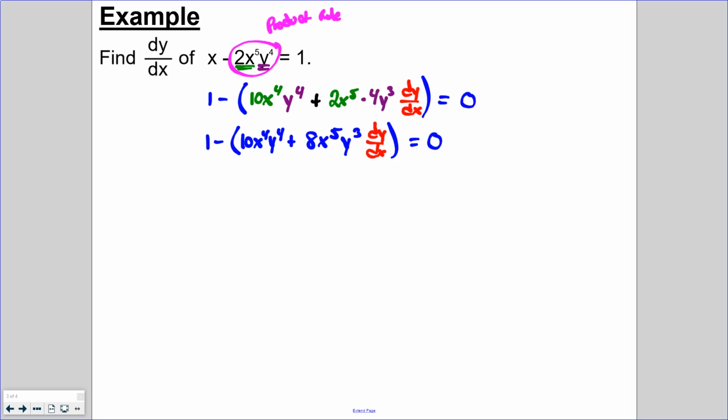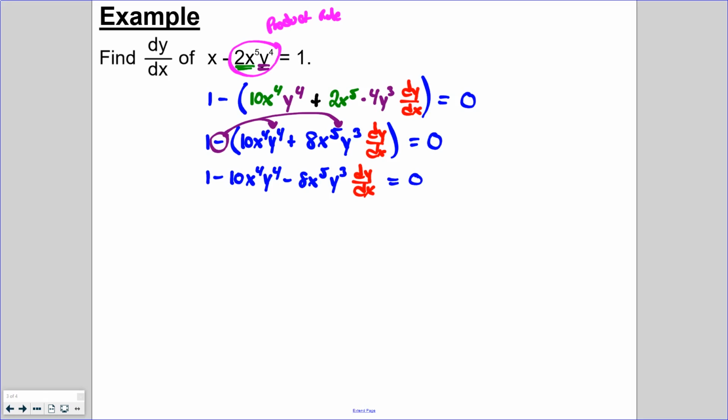Now we need to take care of the negative. And again, we put the parentheses around the product rule so we can remind ourselves to take this negative and distribute it to both terms, not just the first term. And when we distribute this, we're going to get 1 minus 10x to the fourth, y to the fourth, minus 8x to the fifth, y to the third, times dy over dx, and that is going to equal 0.